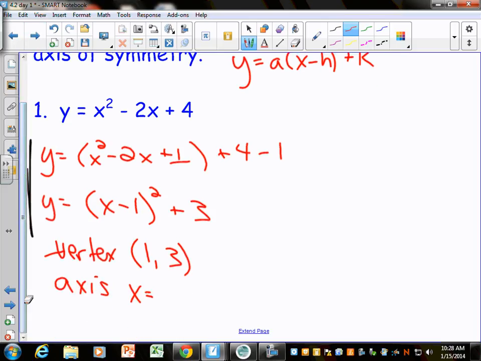The axis of symmetry is just x equals whatever h was, so x equals 1. So I just want to show you how easy this is to graph. This is why we teach vertex form.